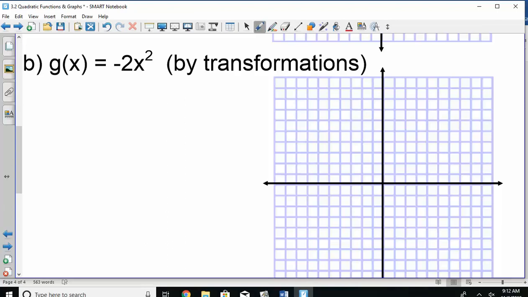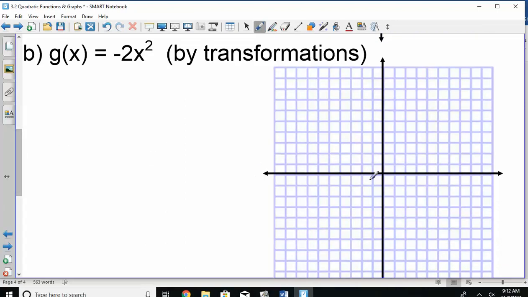we can do this one like we did on our last test. X squared, so 0 squared is 0, 1 squared is 1, 2 squared 4, negative 1, 1, negative 2, 4. So that's the parent function like we used to do.